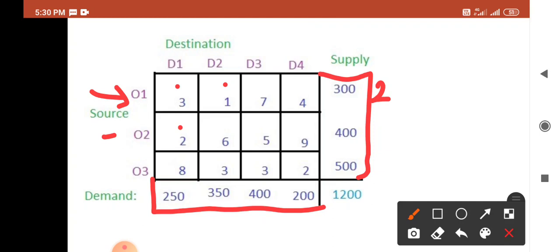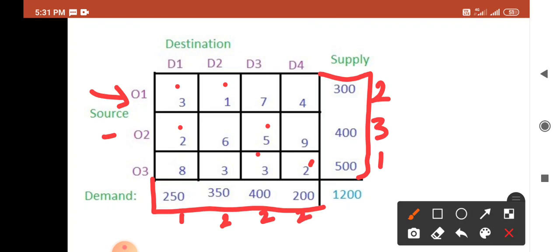We do the same for the second row: first minimum is 2, second is 5, the difference is 3. The third row: first minimum is 2, second is 3, the difference is 1. The same thing we do for columns also. D1 column has 2 and 3, difference is 1. Then 1 and 3, difference is 2. 3 and 5, difference is 2. 2 and 4, difference is 2.